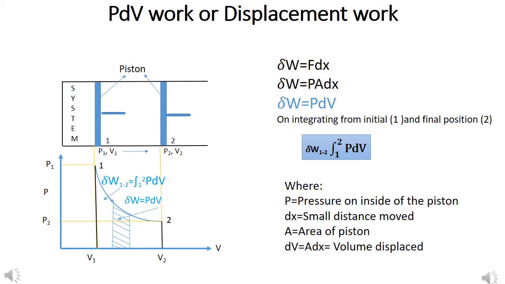Now, if the piston moves through a finite distance, the work done by the piston is obtained by integrating the above equation between the initial and final points, that is from point 1 to 2. Hence, the work done from 1 to 2 is given by the integration from the limit 1 to 2 of P into dV. That is the displacement work or the PdV work.